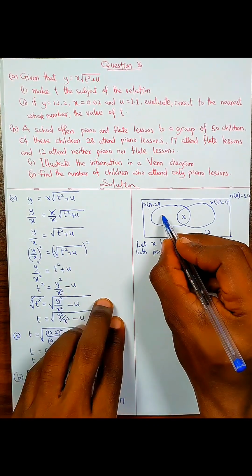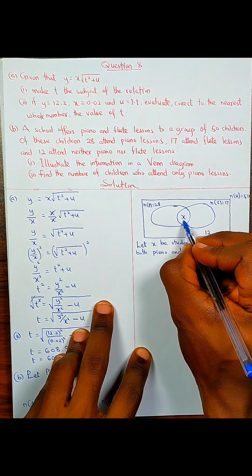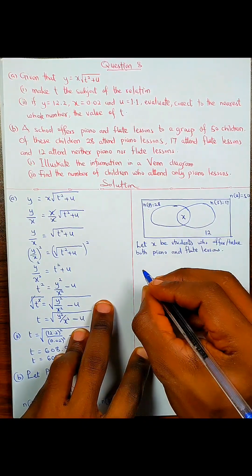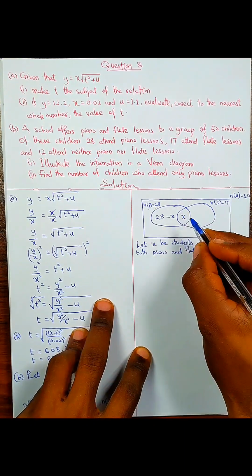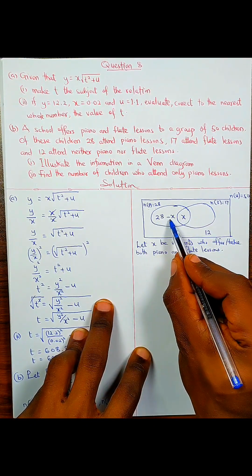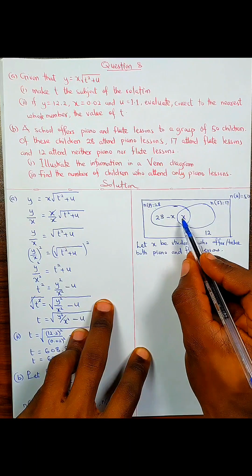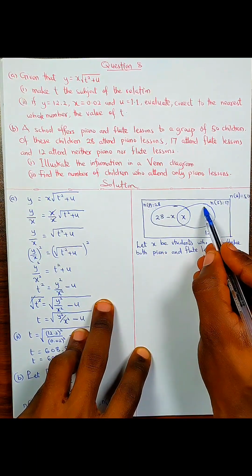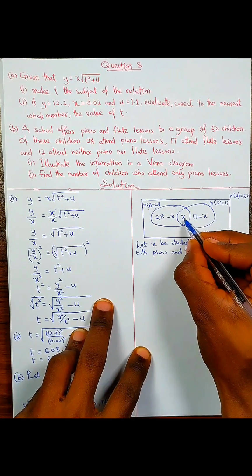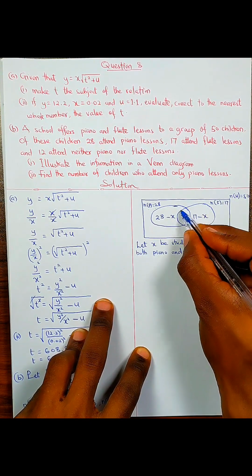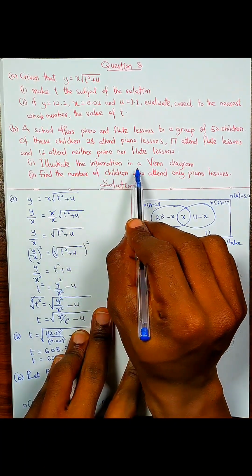Okay, so the number of people who study only piano is the total number of piano minus the number of people who study both. So you represent this as what? 28 minus X. And take note, imagine you add 28 minus X plus X. You realize that the minus X and X cancel out, so it means the whole circle is actually 28. While this whole circle is actually what? 17. So it becomes 17 minus X, and X minus X cancels out, leaving you with the whole circle being 17. Okay, so we have illustrated the information in a Venn diagram.